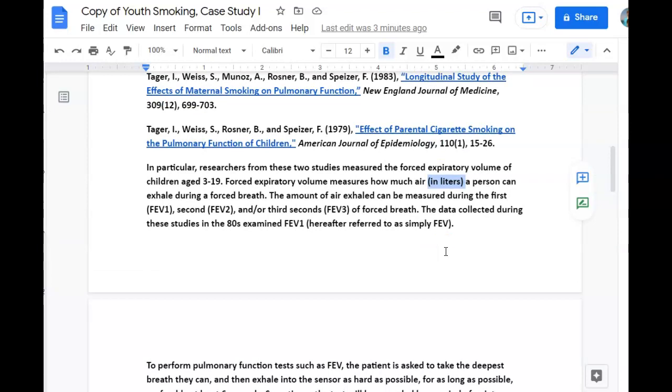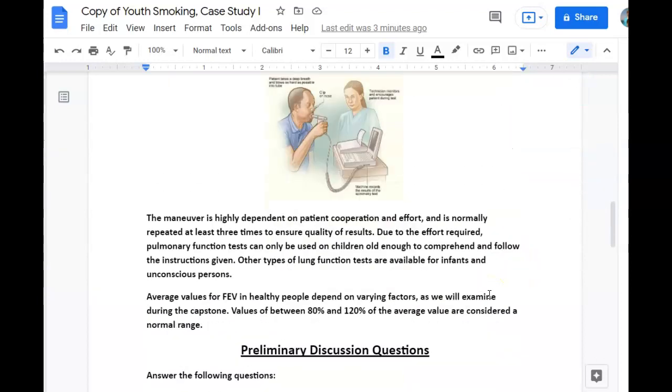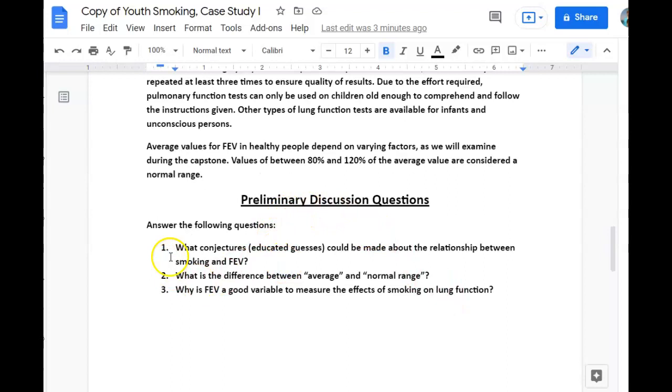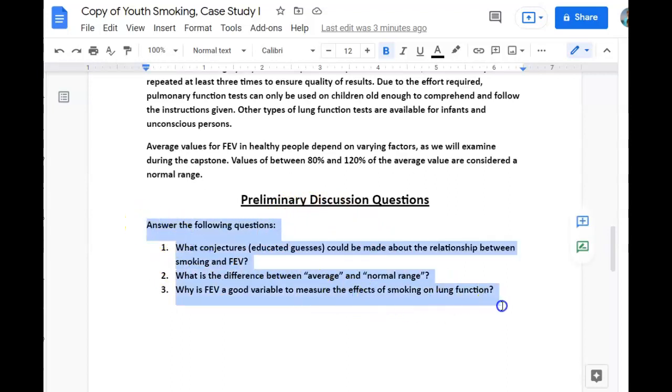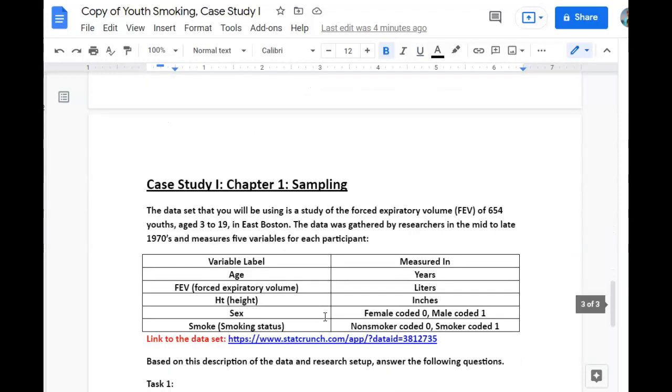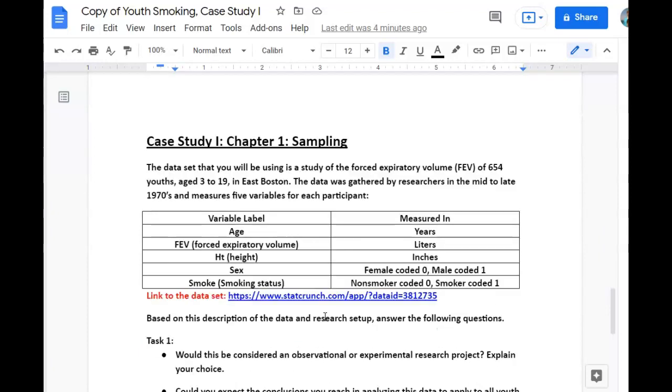Okay, so they were just trying to see whether children that were in an environment where there was smoking had less lung function than children who are not in a smoking environment. Okay, so that's the setup here. So the preliminary discussion questions, looking at the background information, to your best ability, just answer these questions. All right.